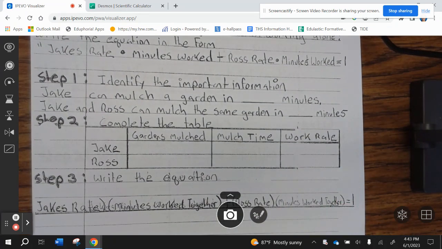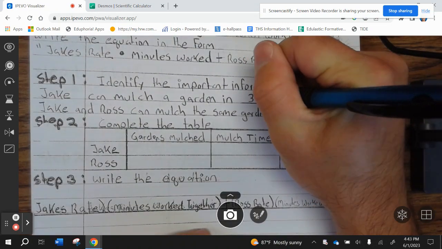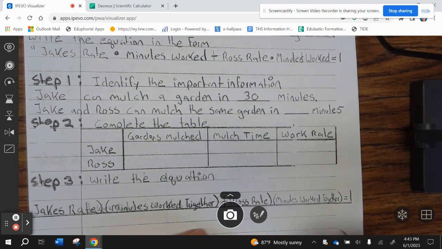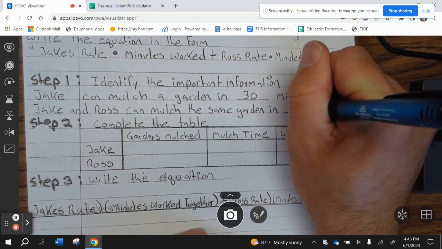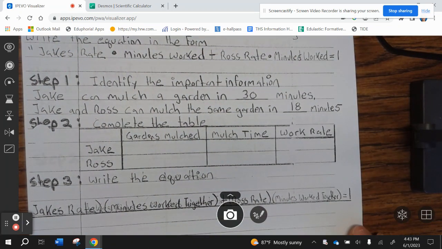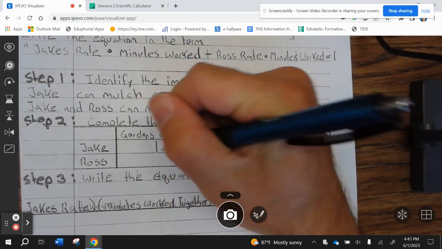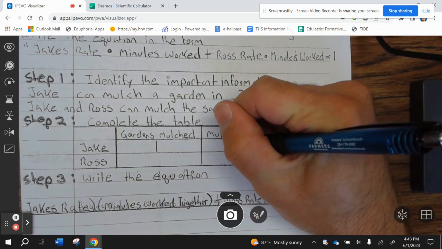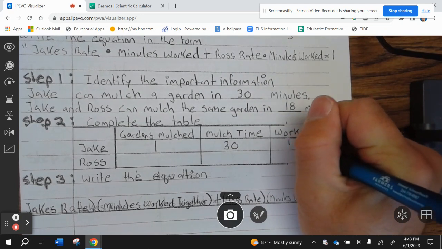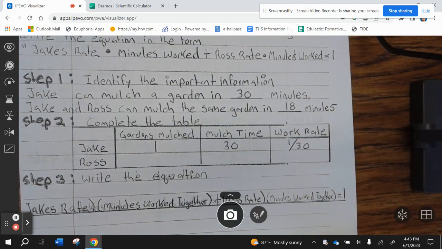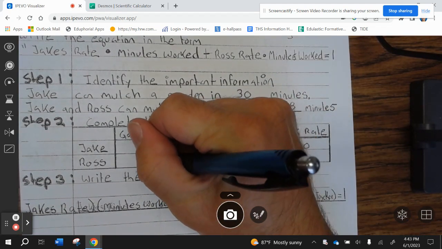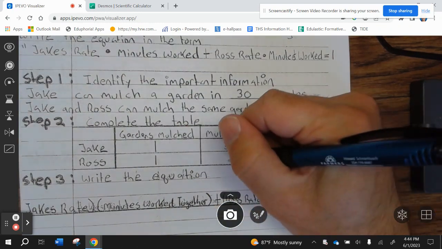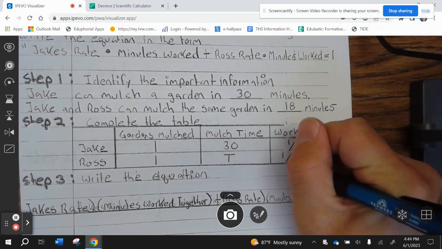Step 1, identify the important information. Jake can mulch the garden in 30 minutes. Jake and Ross can mulch the same garden together in 18 minutes. So gardens mulched for Jake is 1. Mulch time is 30, so his rate is 1 divided by 30. Ross is going to mulch 1 garden. His time we don't know is t, so his rate is 1 divided by t.